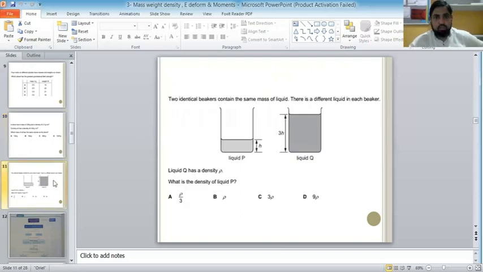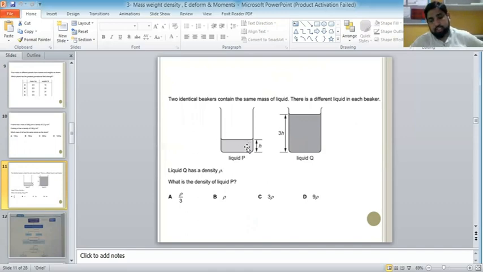Two identical beakers contain the same mass of liquid. There is a different liquid in each beaker. So the liquids are different, their densities will be different. Liquid Q has a density rho. What is the density of P? The beakers have the same dimensions, so the cross-sectional area will be the same, but the heights are different. This liquid has three times the height of this one, but the masses are the same. So logically, this liquid has the same mass as the other, but its volume is much smaller. So liquid P will be a lot denser.